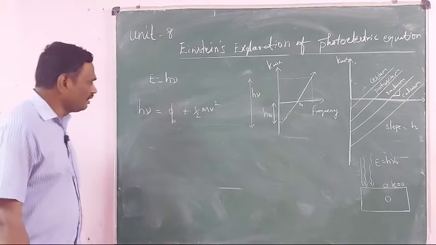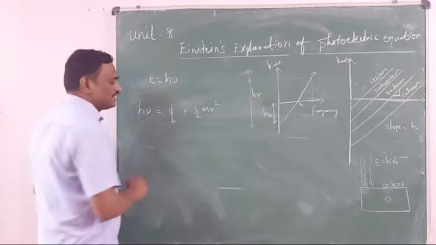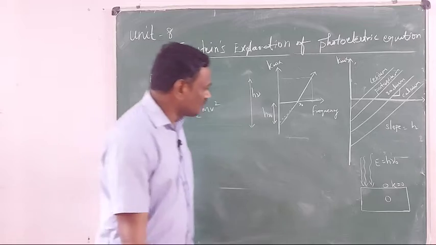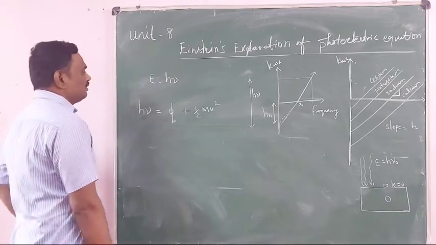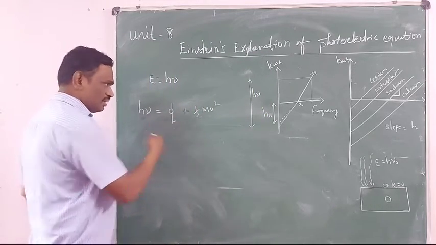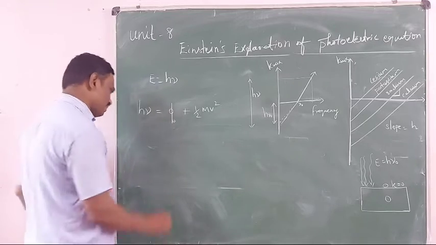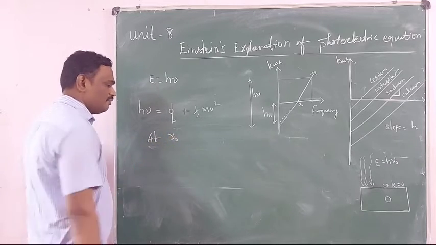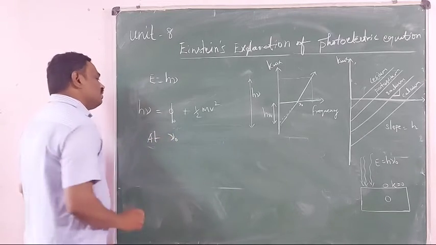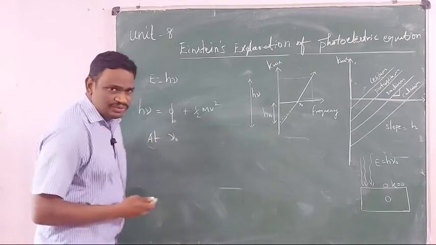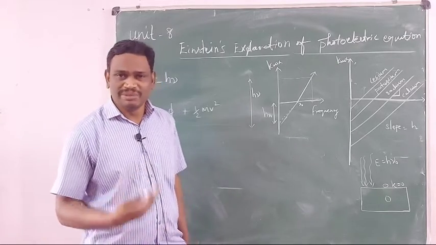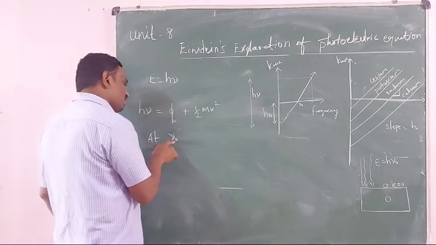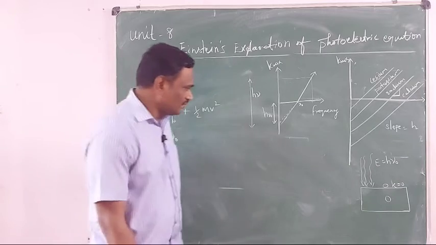In this case, what is the value of the work function? The minimum energy required to liberate an electron from the metal surface. Let us consider the photoelectric effect at threshold frequency, nu naught. What is threshold frequency? It is the minimum frequency below which there is no emission of photoelectrons, above which photoelectrons are emitted. So, nu naught is the minimum frequency.